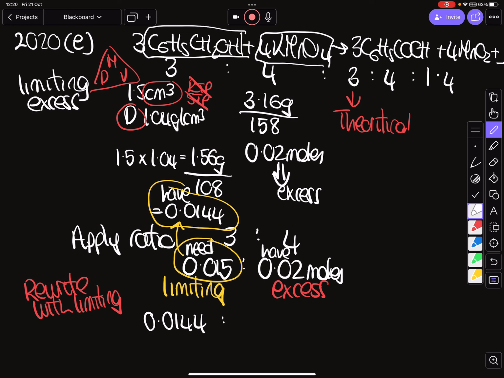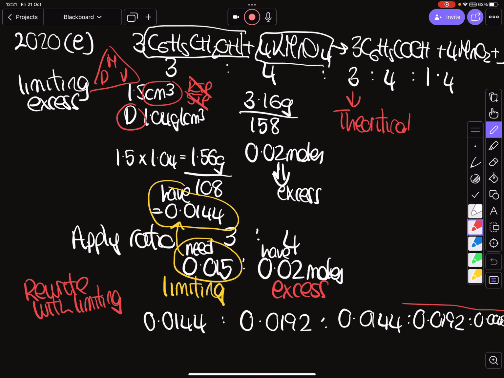So apologies for the delay. So 0.0144 divided by 3, multiplied by 4, would be 0.0192. This will be 0.0144. This will be 0.0192. This will be 0.0048, and finally there's the other 4. But we're not going to need those for this last bit. So we have rewritten our ratio as our moles, and this is the number over here that we are interested in.